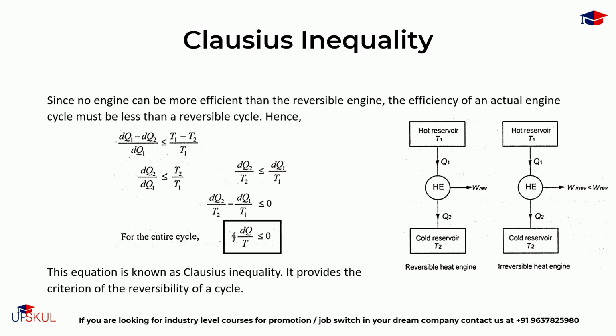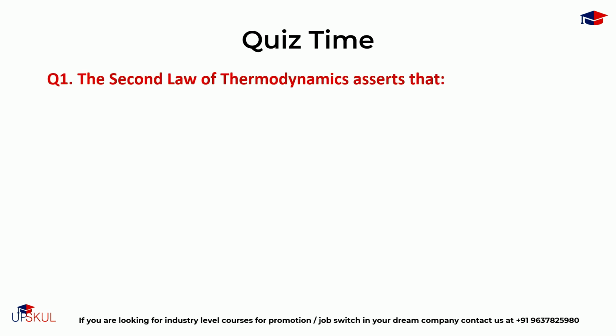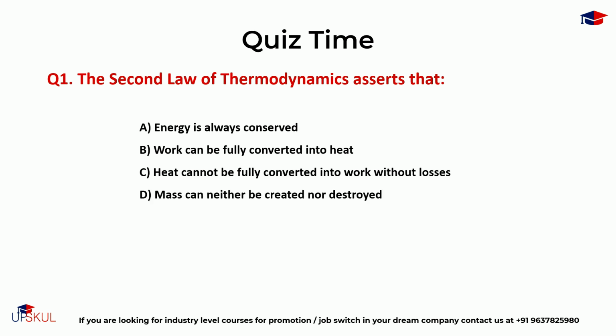Now let's look at some MCQs based on the second law of thermodynamics. Question 1. The second law of thermodynamics asserts that A. Energy is always conserved. B. Work can be converted fully into heat. C. Heat cannot be fully converted into work without losses. And D. Mass can neither be created nor destroyed. The answer is C, because the second law defines the direction of processes and limitations on energy conversion, unlike the first law.